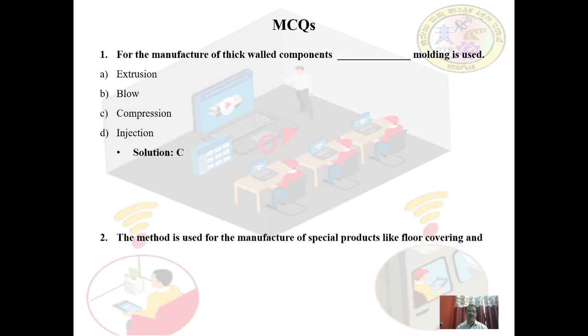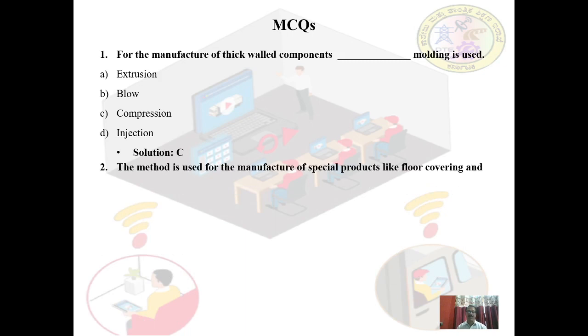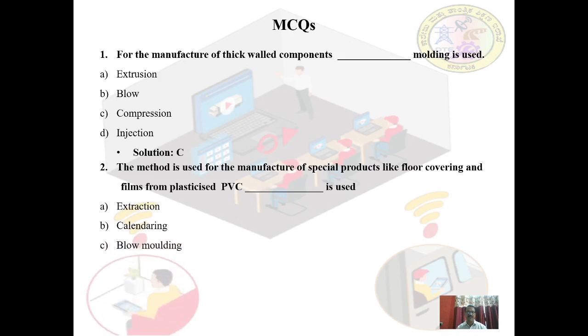Question number two: the method used for the manufacture of special products like floor coverings and films from plasticized PVC is dash. Options are A. Extrusion, B. Calendering, C. Blow molding, and D. Compression molding. The answer is B, that is calendering.